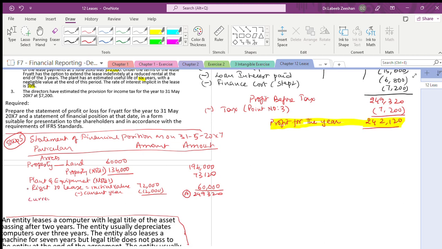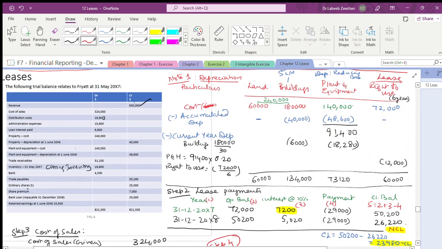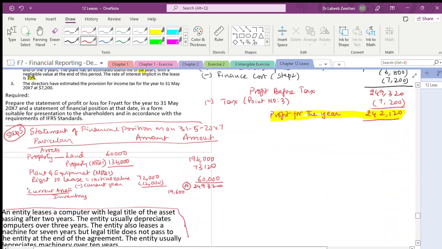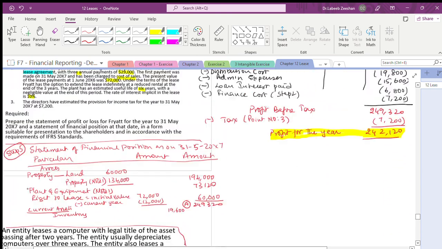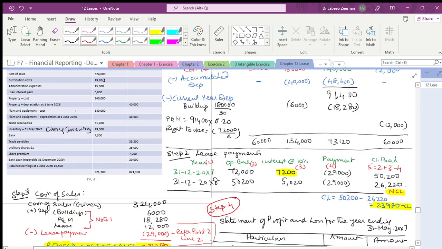In current assets, what is there? The first one is inventory, given in the trial balance. How much is the inventory? 19,600. Check again. Okay. Next, they have given receivables also. Receivables is 51,200. Bank is 4,300.